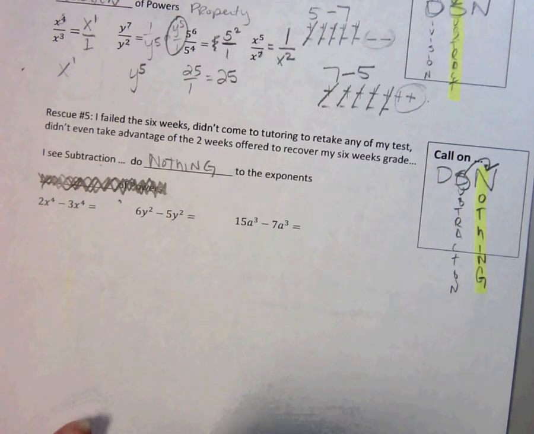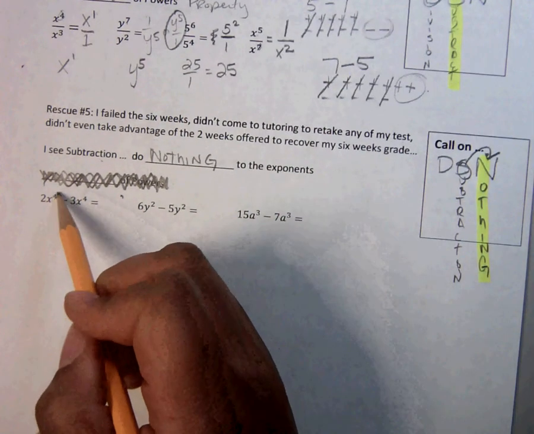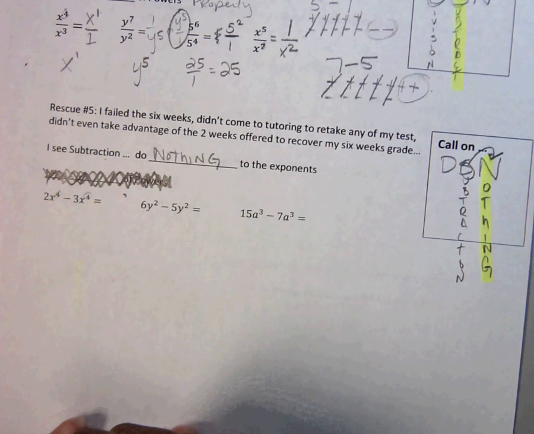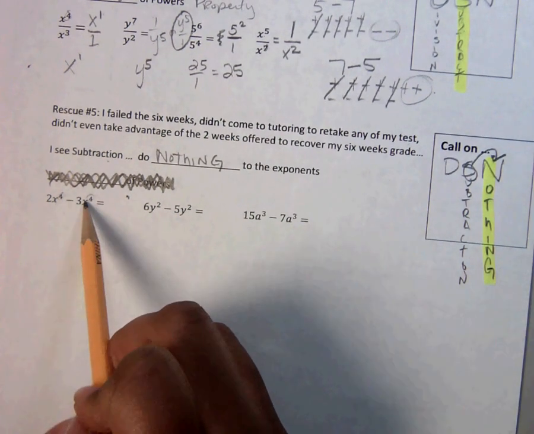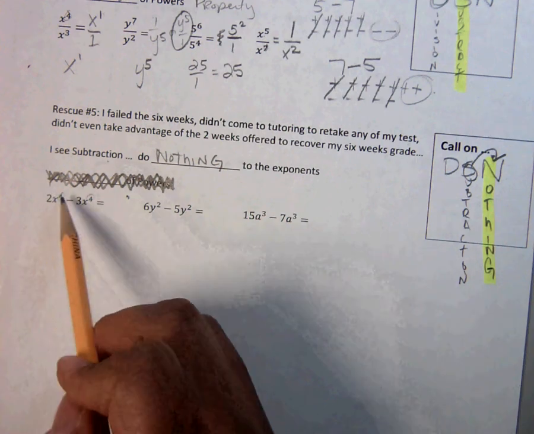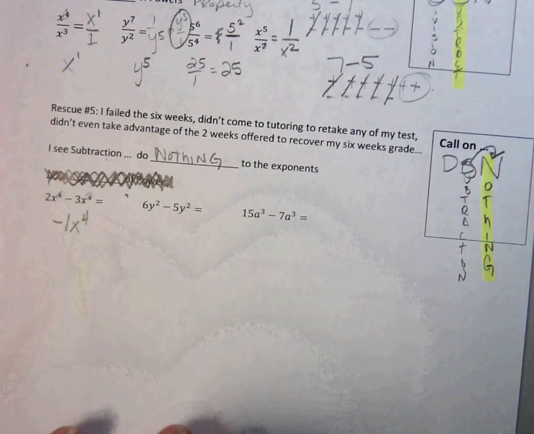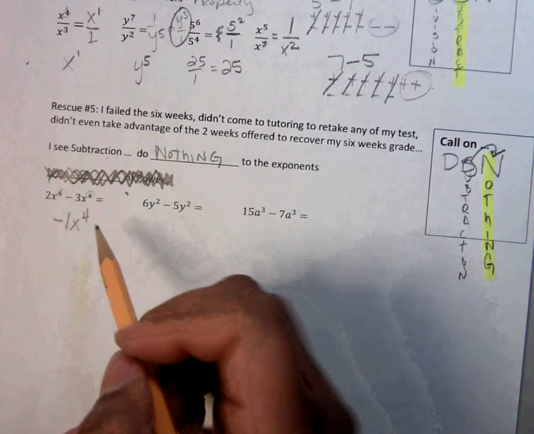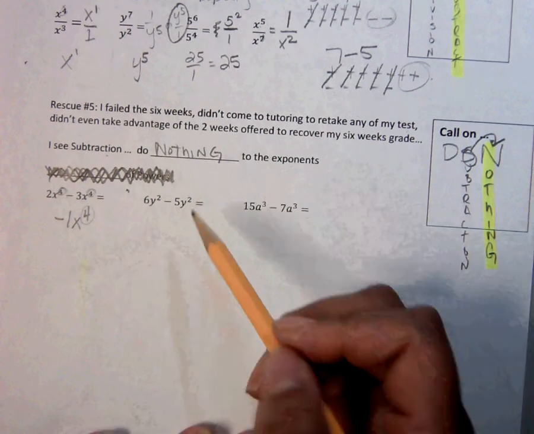Okay? And now we're going to do nothing to the exponent. So this will not change. And if you notice, this is x to the 4th and this is x to the 4th. So I can go ahead and say 2 minus 3, which is negative 1, x to the 4th. Let's do the next one. Oh, and you notice the exponents did not change. You notice that? Okay. Let's come here.